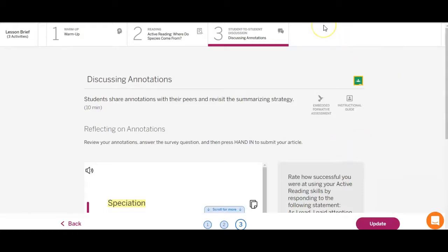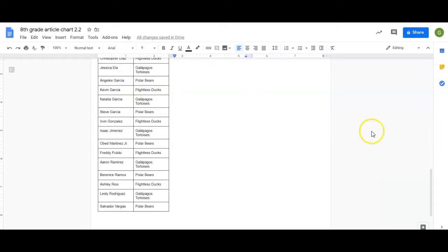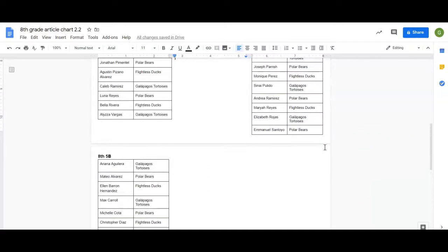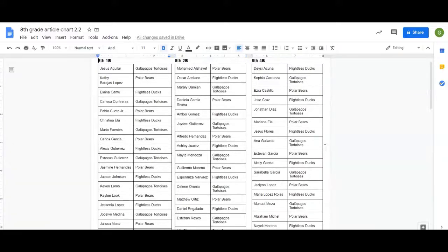So now I'm going to go ahead and show you guys, let's see. Maybe I didn't, oh yes, here it is. Okay, so this is what articles you'll be reading. So go ahead and pause it if you need to. You see I have you guys based off of your blocks. So you have 8th 1B, 8th 2B, 8th 4B. If you need to pause it, I'm going to start going back down again.